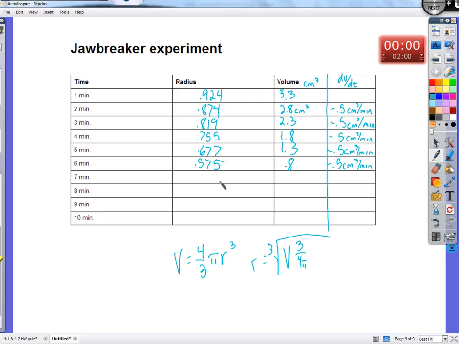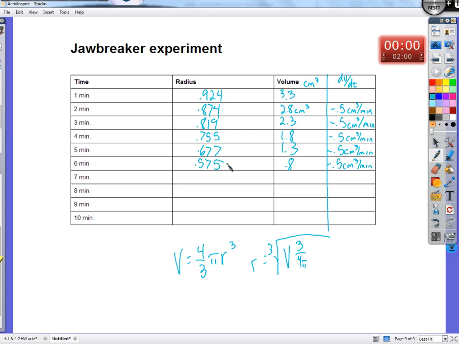So this is what we were talking about earlier when Gavin said that when it gets smaller, it should change slower. But the volume should change consistently. To get that consistent volume, you're going to have to take off an entire layer of that jawbreaker, and another layer. So actually, the radius should be changing faster and faster. Do we see a bigger change as we go down? Yes.